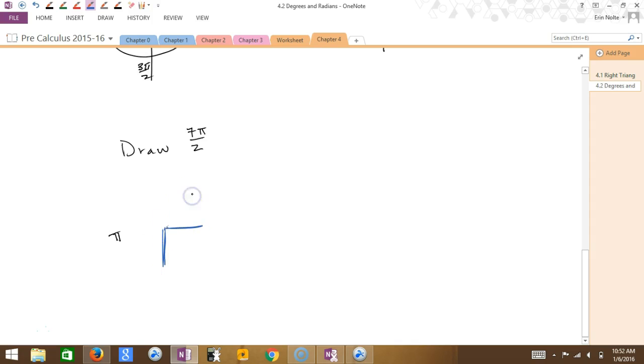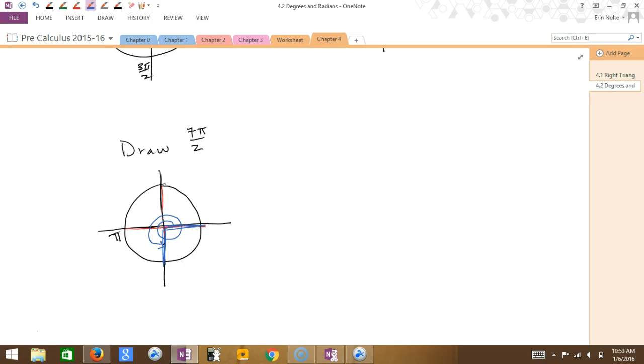Sorry, let me redraw that. Okay, 7 halves instead of just the 3 halves. So how I can tell is when I draw this little thingy down here, I'm going to go around and around again. That's exactly what I did. So that's how you know you went around a full circle and then further. It's my little trail.